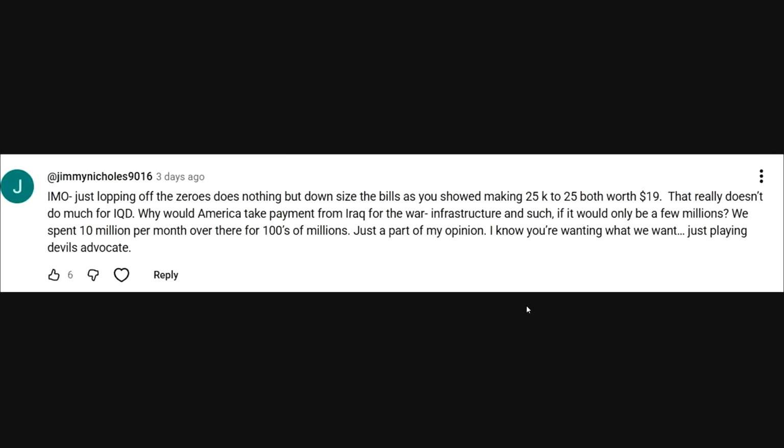Why would America take payment from Iraq for the war, infrastructure, and such if it would only be worth a few millions? Okay, first of all, the United States doesn't take payment for the war. It doesn't take money for the infrastructure. Iraq gets their own money. I told you when they sell oil, that money comes to us over here in the United States. We hold it in an account for them. When they need money for infrastructure, they show us a budget. We will allocate payments to them to cover what they have in their budget. So it's not like we're just giving them our own money. We're giving them their own money is what we're doing. So that's how this happens.